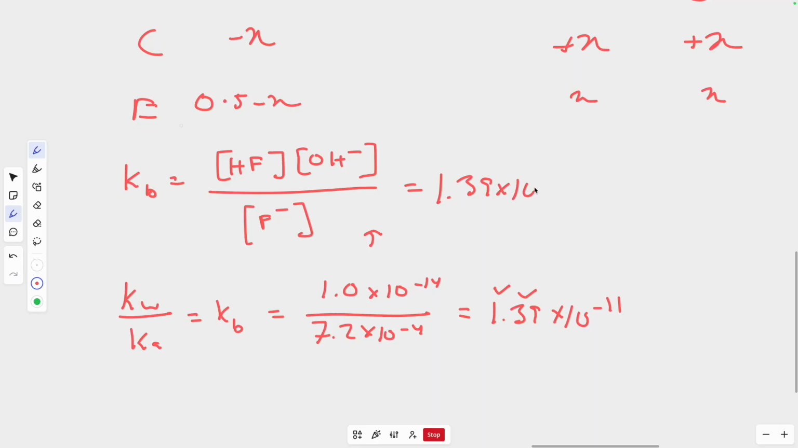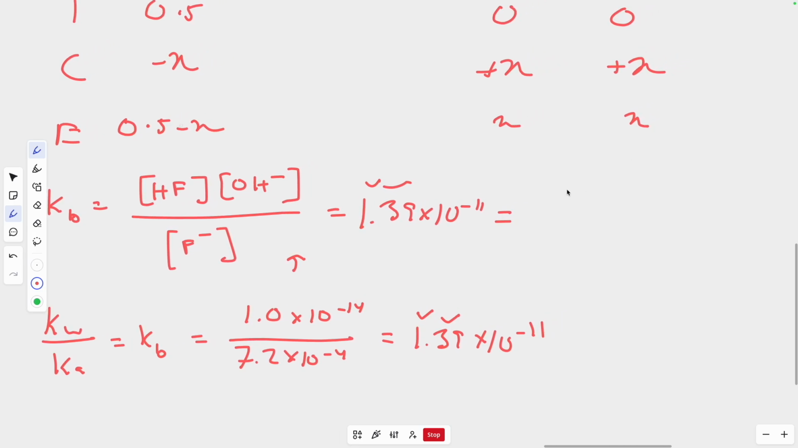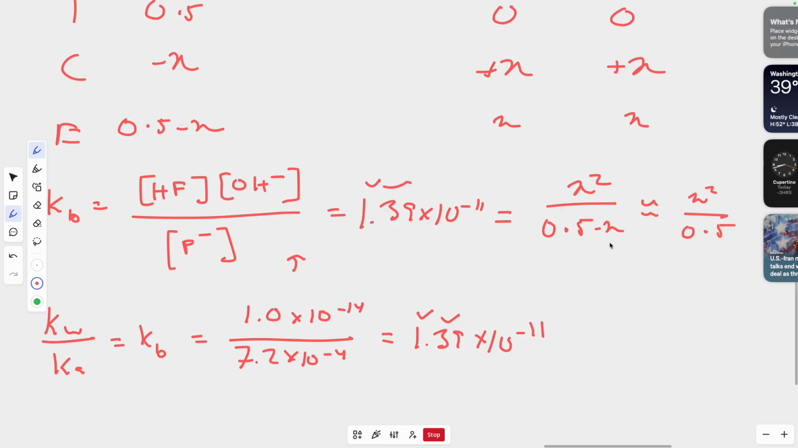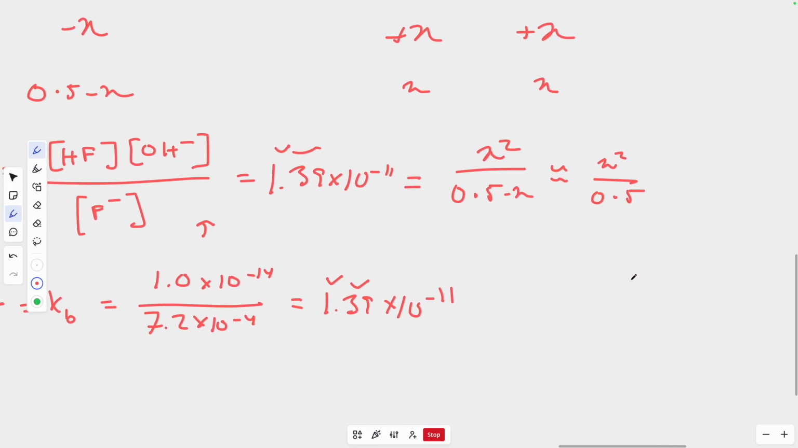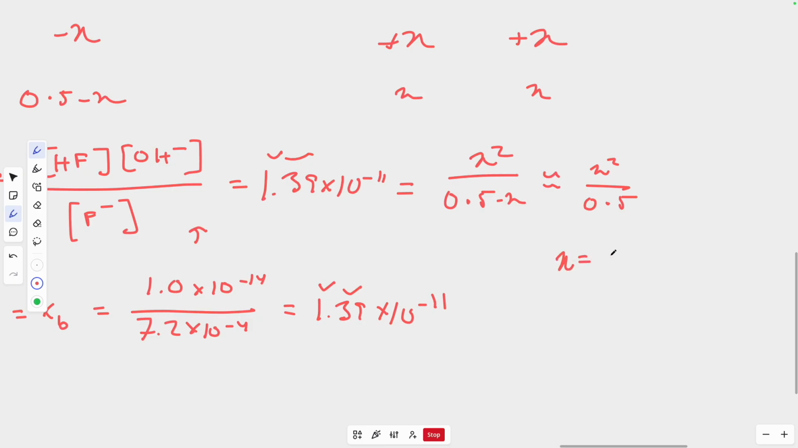So, and then now we can plug in our actual equilibrium concentrations. On the top we have x squared over 0.5 minus x. And then now we can use the 5% rule again. So this is approximately equal to x squared over 0.5. And we can solve for x, and we get that x is equal to 2.64 times 10 to the power of negative 6.